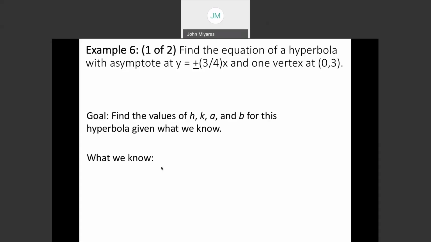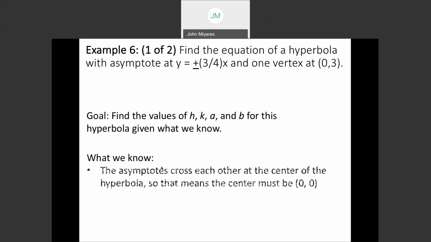So, what do we know? Well, the asymptotes of a hyperbola always cross each other at the center of the hyperbola. The equations of the asymptotes would be y equals 3/4 x and y equals negative 3/4 x. Both of these asymptotes have y-intercepts of 0, which then suggests that they must cross each other at the origin (0, 0), which means that the center of the hyperbola is going to be (0, 0).